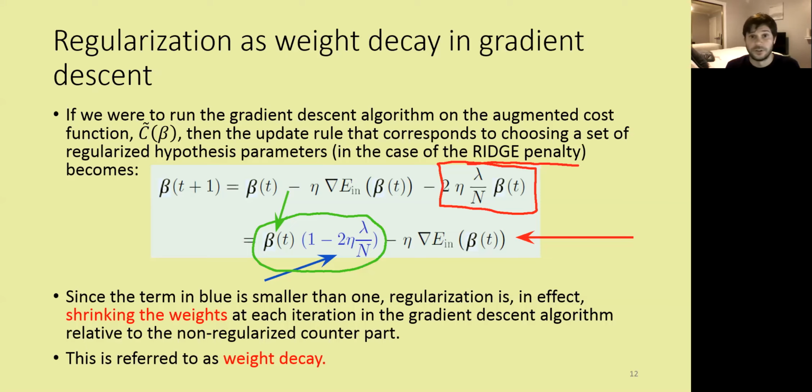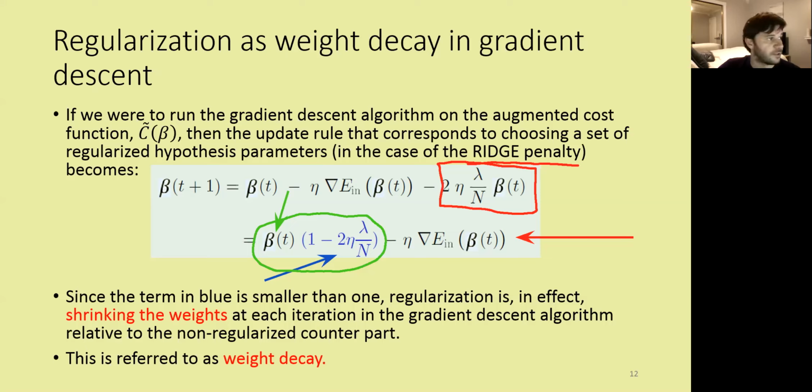You'll get the same solution using the one-step method, or at least it'll approximate that. But if you do this, this is often referred to as weight decay in terms of the effects that regularization has on the update rule in the gradient descent algorithm.